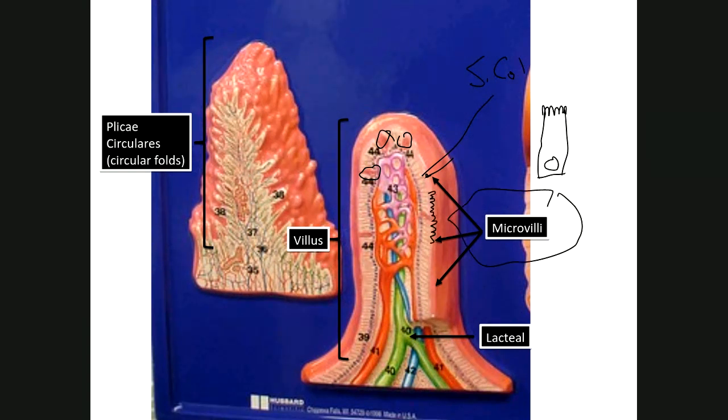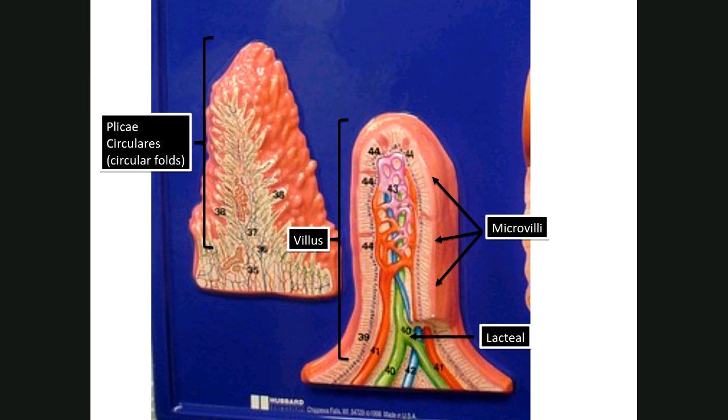So there are these three things that are going to increase the surface area inside the small intestine. The plicae circulares, the villi, villus is singular, and microvilli. And so we're going to have tons of surface area. And so we can do tons of absorption.